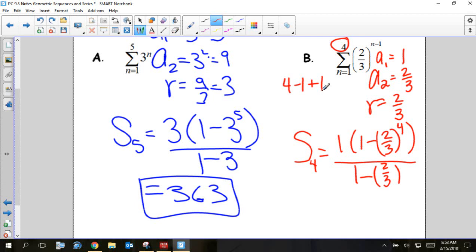So this answer, as you're typing it in, should be 65 over 27. Make sure you get that. If you're not getting that answer, come ask me so I can help you troubleshoot your calculator.